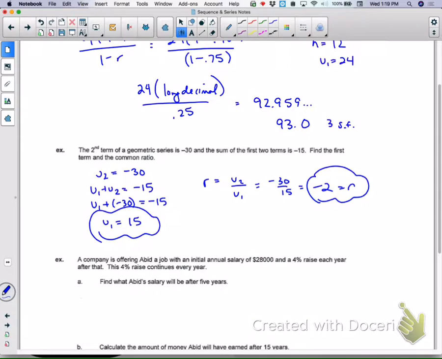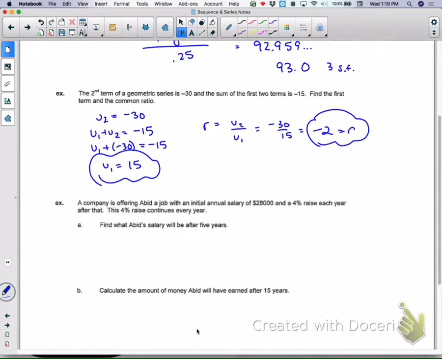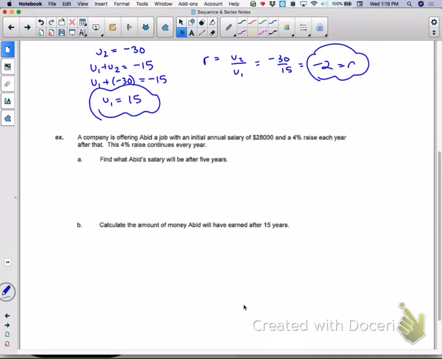Okay, now we have a story problem, and then we'll have one more with a sigma, and then we'll be done. So we have a company offering a job with an initial annual salary and a 4% raise each year. This raise continues every year. Okay, so in this case we have this 4% raise. That means that my R is going to be 1 plus 0.04, or 1.04.